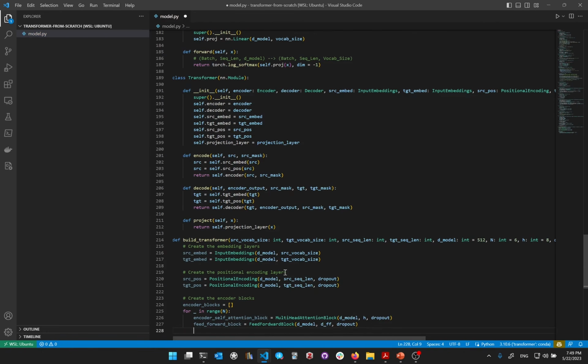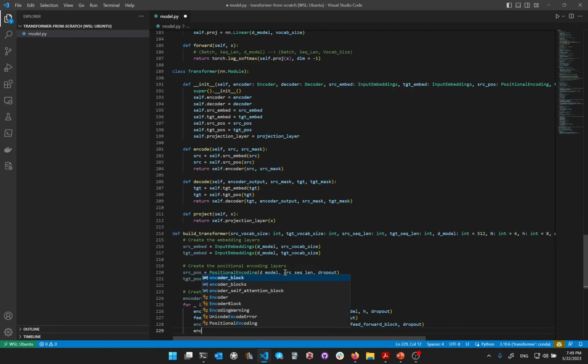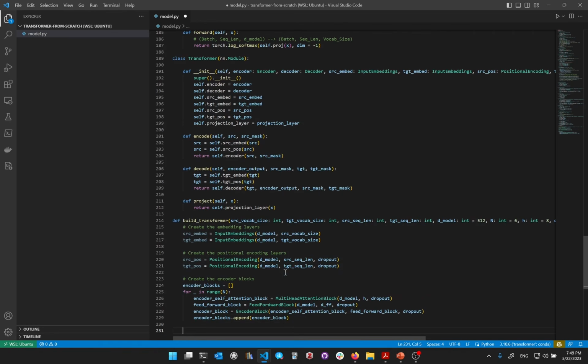As you can see, the names I'm using are quite long, mostly because I want to make it as comprehensible as possible for everyone. So each encoder block is made of a self-attention and a feed forward. And finally, we tell it how much is the dropout. Finally, we add this encoder block. And then we can create the decoder blocks.